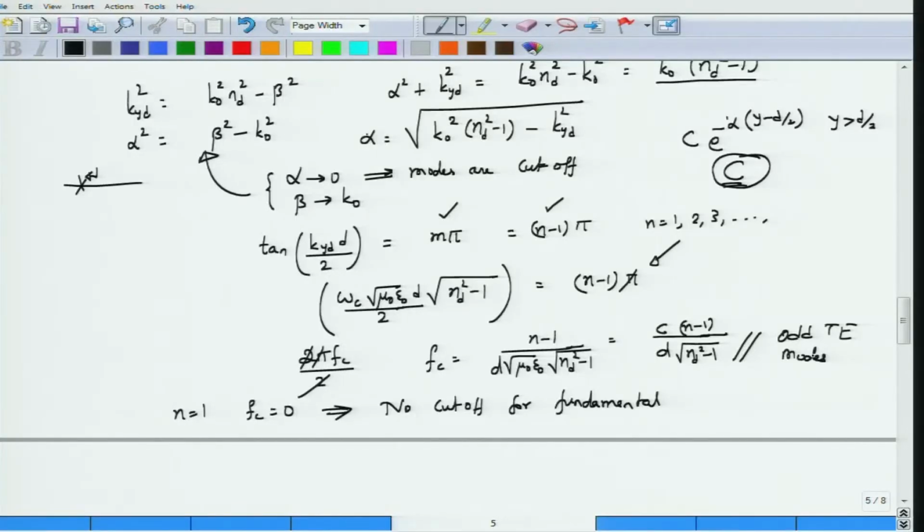What would be the cutoff condition for the even TE modes? You can show that instead of tan it would be cot. I will not derive this one. So the cutoff condition for the even modes will be fc equal to c times n minus half divided by d into square root of n d square minus 1. This minus half simply indicates a pi by 2 shift in the argument that needs to be used. But the important point is when n is equal to 1, fc is not 0, which means that first the odd TE mode will propagate, the fundamental, then the even TE mode will propagate.